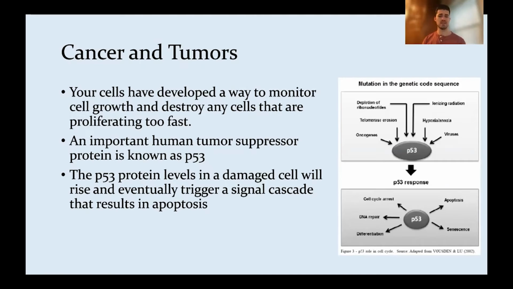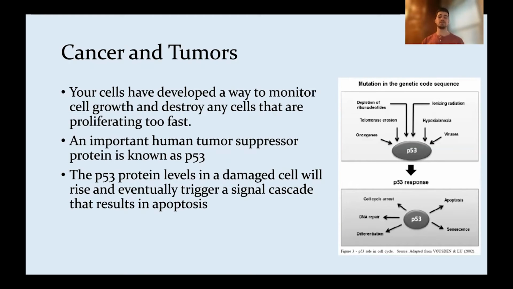P53 protein levels in a damaged cell will rise and eventually trigger a signal cascade. If you look to the right at the P53 response at the bottom, whenever there's an increase in P53 production, that obviously means there's a problem with the cell. So it will try one of those five things. The cell could enter senescence. The cell cycle could be arrested until maybe the cell tries to do DNA repair, or tries to figure out what's going on. The cell could also differentiate. But a lot of times, when there's nothing left for the cell to do, when it's not contributing, and the body recognizes that it could be a threat to the surrounding tissue, it undergoes apoptosis.